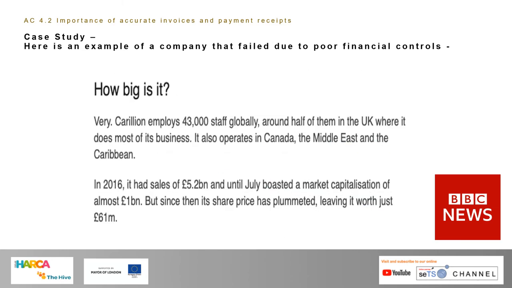How big is it? Very. Carillion employs 43,000 staff globally, around half of them in the UK, where it does most of its business. It also operates in Canada, the Middle East, and the Caribbean. In 2016, it had sales of £5.2 billion, and until July, boasted a market capitalisation of almost £1 billion. But since then, its share price has plummeted, leaving it worth just £61 million.